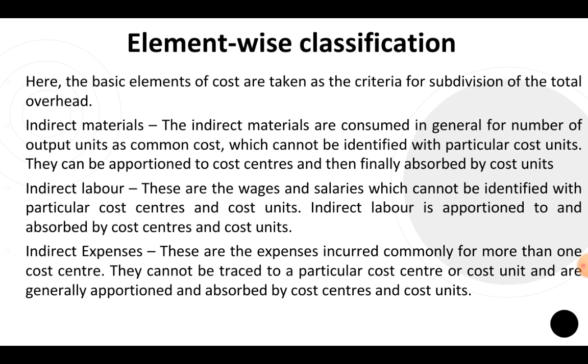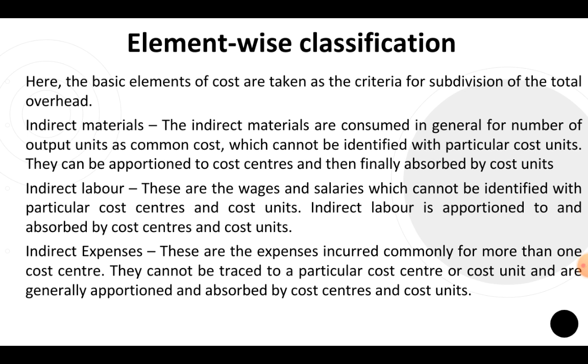So indirect materials are those materials which are consumed in general for a number of output units as a common cost, but which cannot be identified with particular cost units. They are materials which are going to be used for the firm at the time of production, but you're unable to determine where exactly they are, which department exactly they should fall under. So they can be apportioned to cost centers and they can finally be absorbed by cost units.